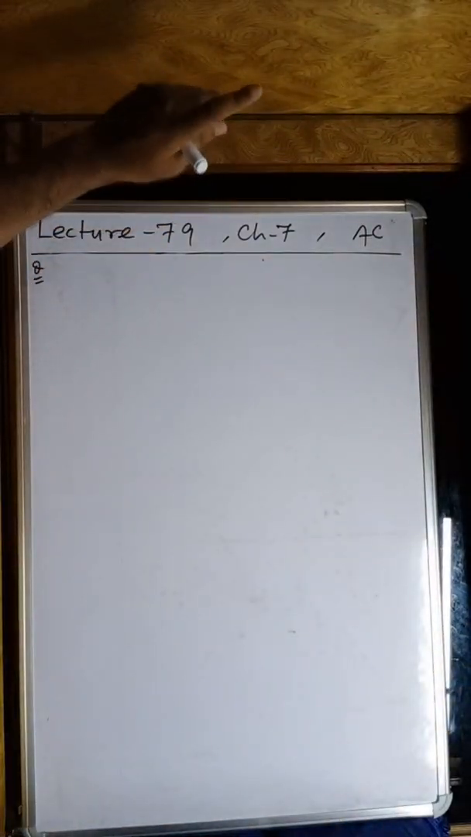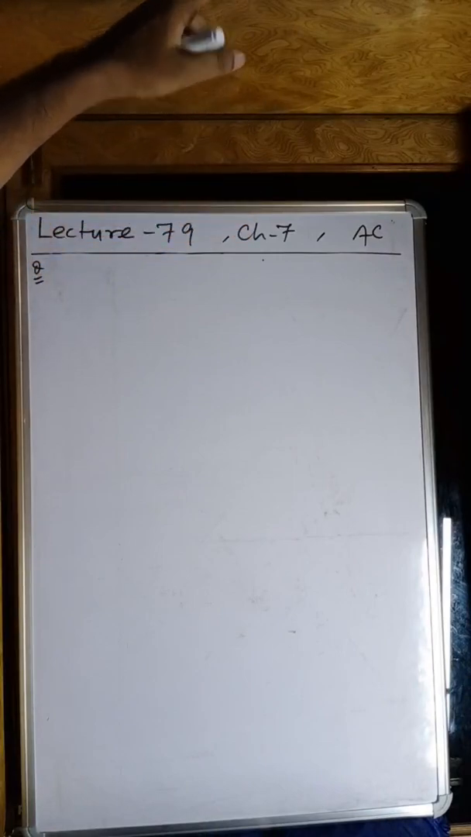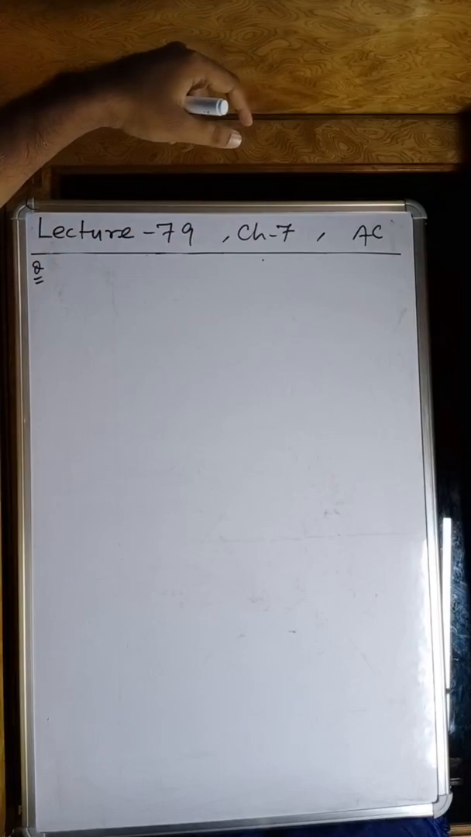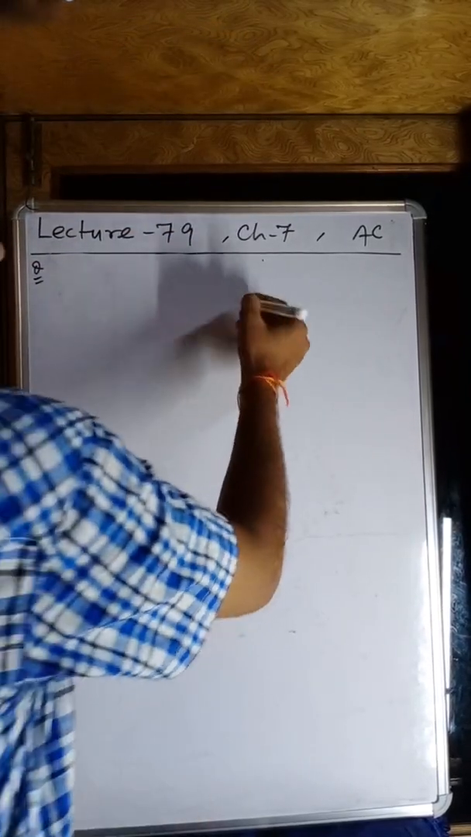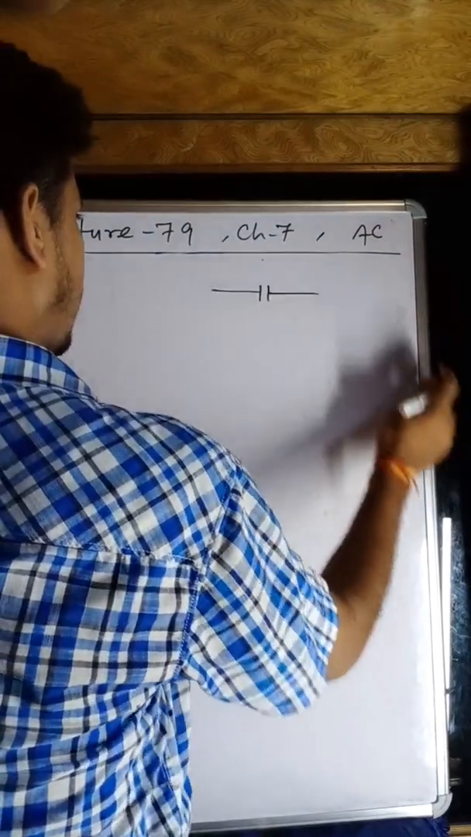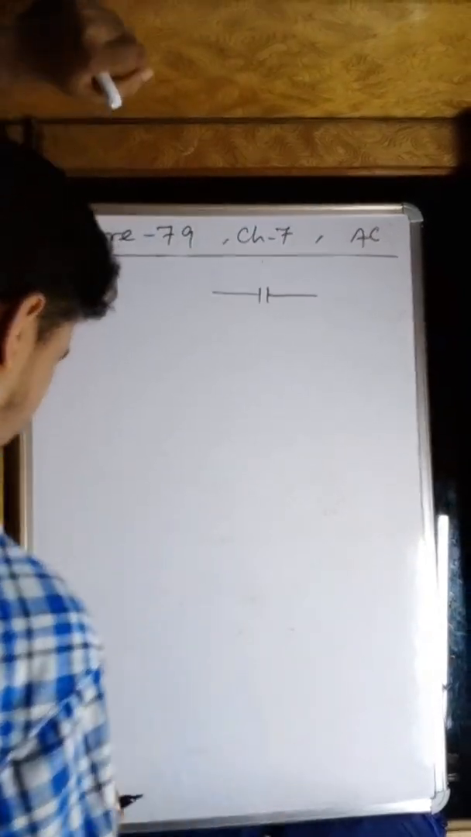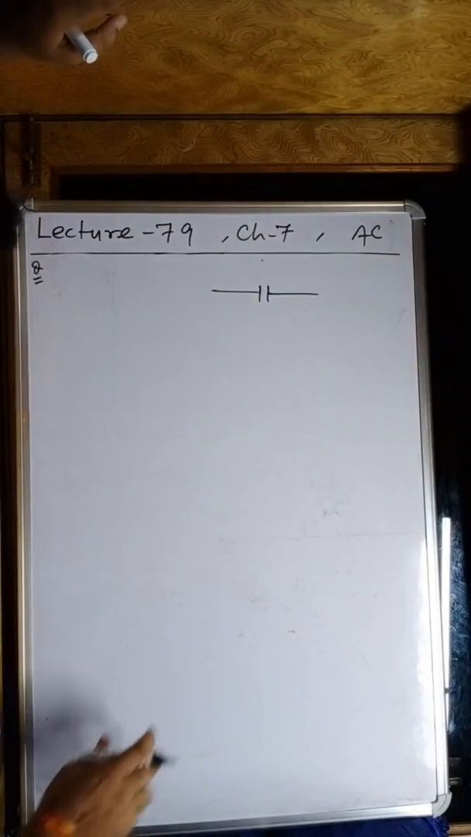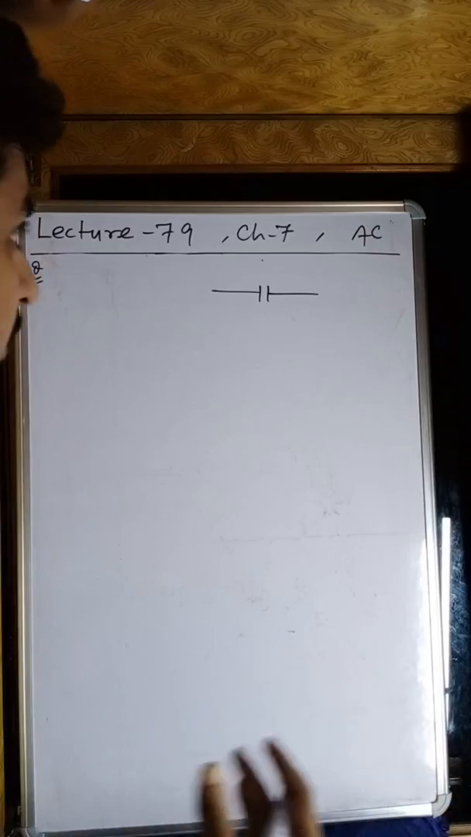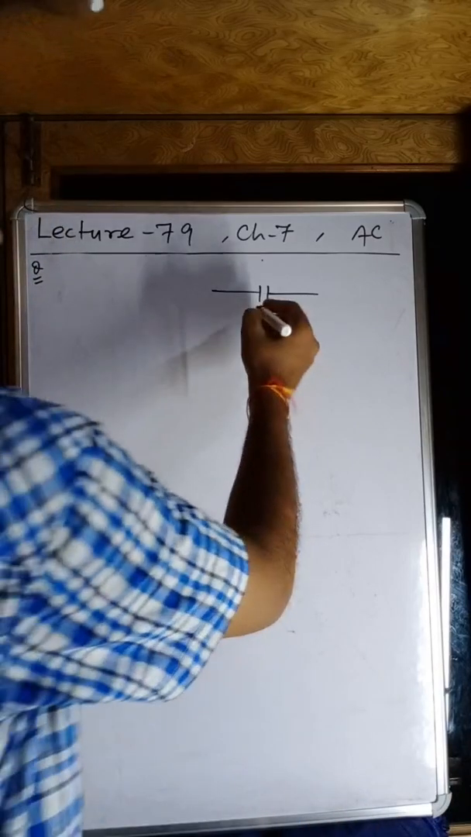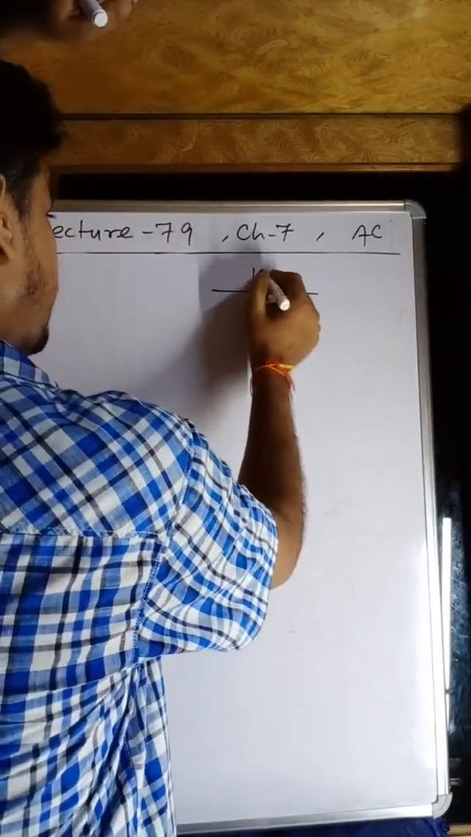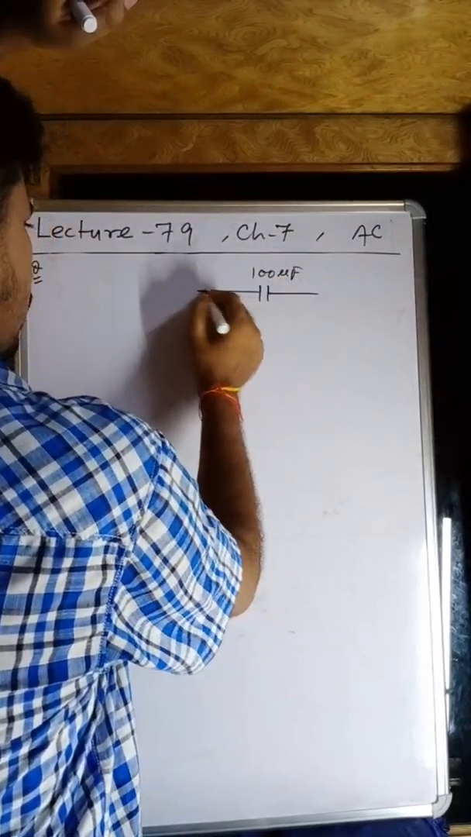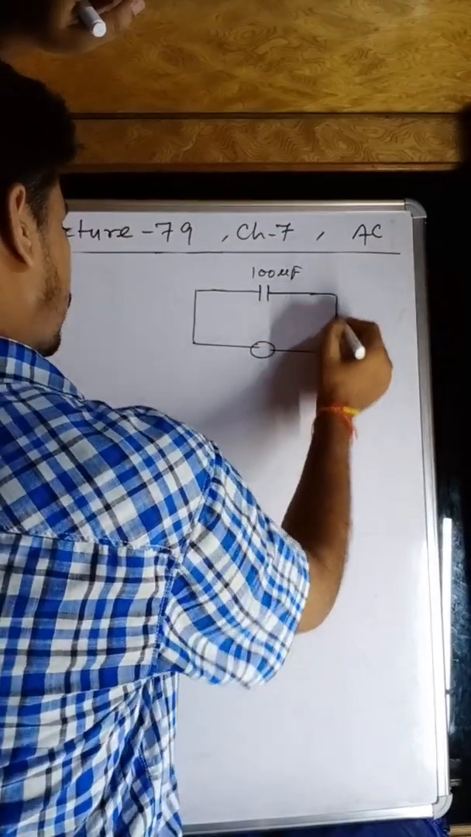Here is the first question. You have to find the equation of voltage. I am giving you the equation of current. I have given a capacitive circuit. To solve this type of question, my dear students, you should have in your mind how the current or voltage leads or lags in a particular circuit. This is the capacitive circuit. Here a 100 microfarad capacitor is connected with the source.